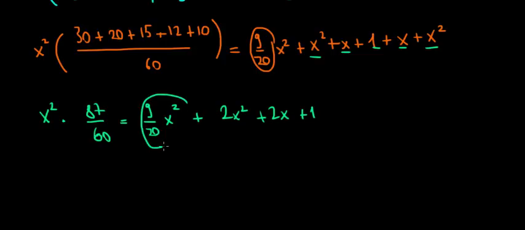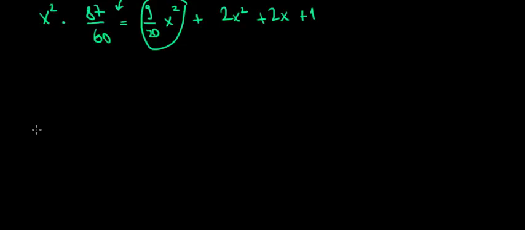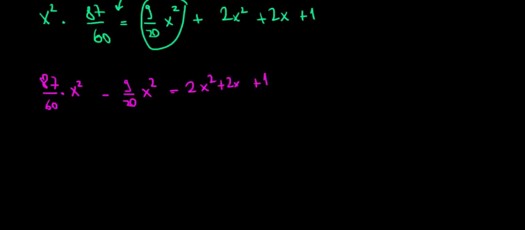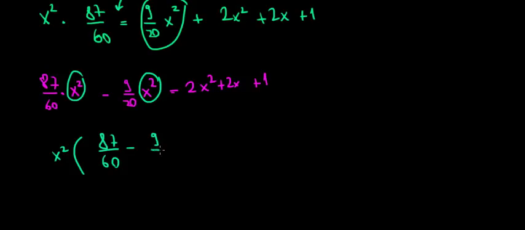So we said let's take 9 over 20 x squared on this side and see what we get. So we would have 87 over 60 times x squared, that's the first term, minus 9 over 20 times x squared equals 2x squared plus 2x plus 1. Alright, x squared is a common factor here and here, so let's take it as a common factor, and we're left with 87 over 60 minus 9 over 20 equals 2x squared plus 2x plus 1.